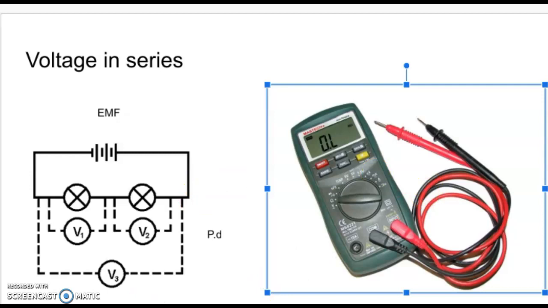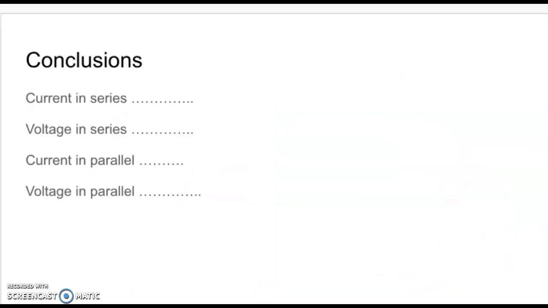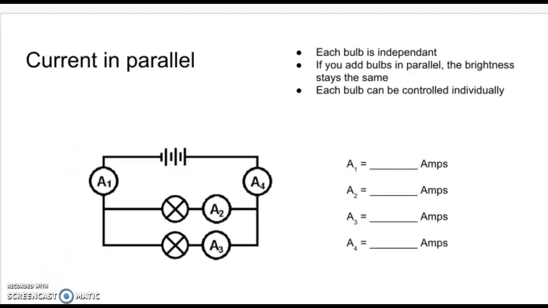Good luck with that. At this stage, you should be able to come up with a conclusion for current in series and voltage in series as well. So finish off your conclusions for current in series. What are your generalizations? And then secondly, come up with a generalization for voltage in series. Once you've done that, we'll repeat the entire process for parallel circuits.